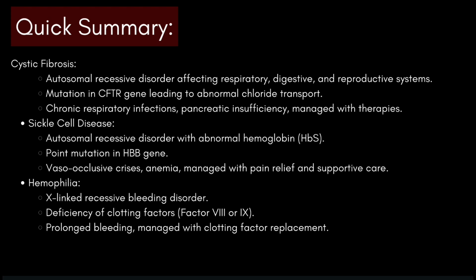Moving on. I like to provide a quick summary of everything for you guys. So cystic fibrosis, autosomal recessive disorder affecting respiratory, digestive, reproductive systems, mutation in CFTR gene leading to abnormal chloride transport, chronic respiratory infections, pancreatic insufficiency, managed with therapies.